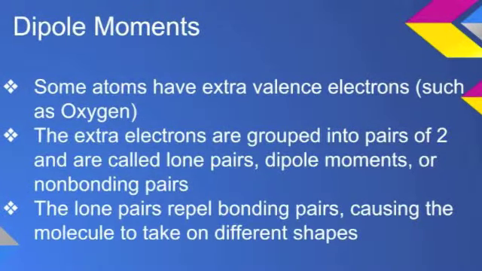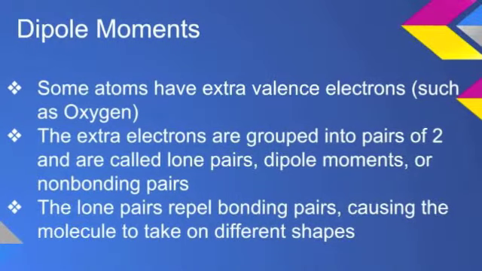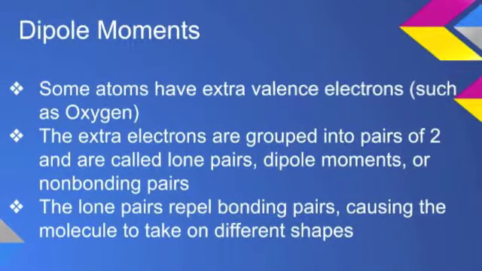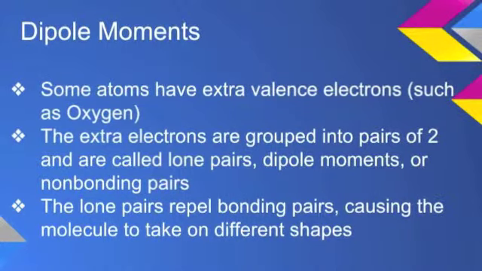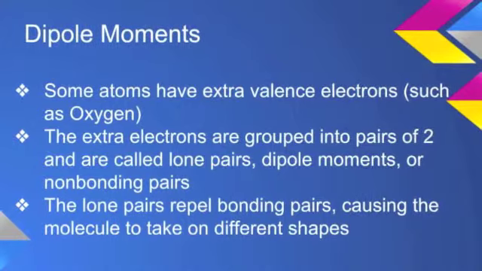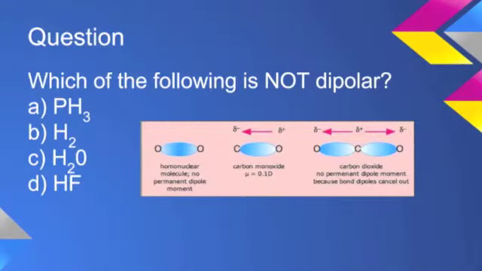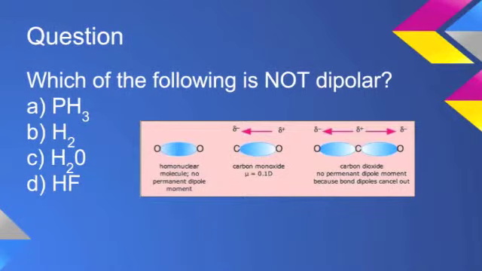Some atoms have extra valence electrons, such as oxygen. The extra electrons are grouped into pairs of 2 and are called lone pairs, dipole moments, or non-bonding pairs. The lone pairs repel bonding pairs, causing the molecule to take on different shapes. Which of the following is not dipolar?